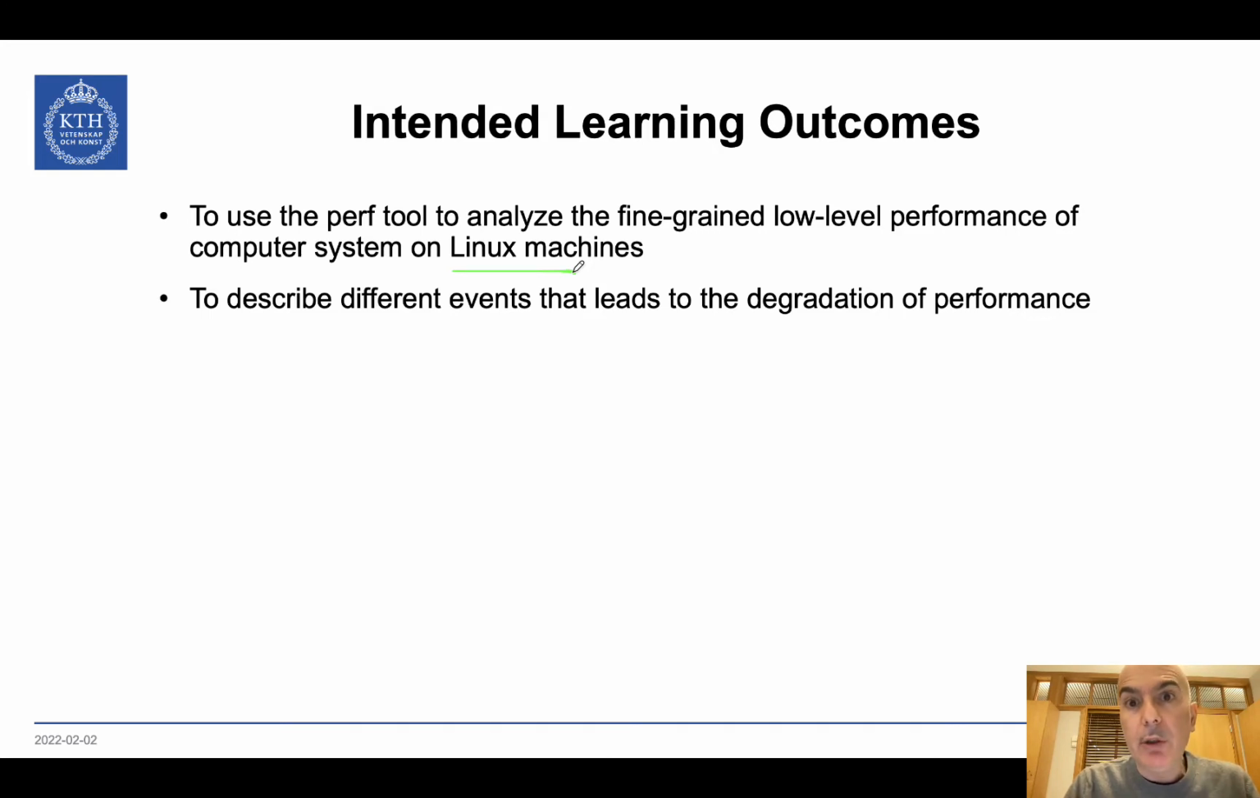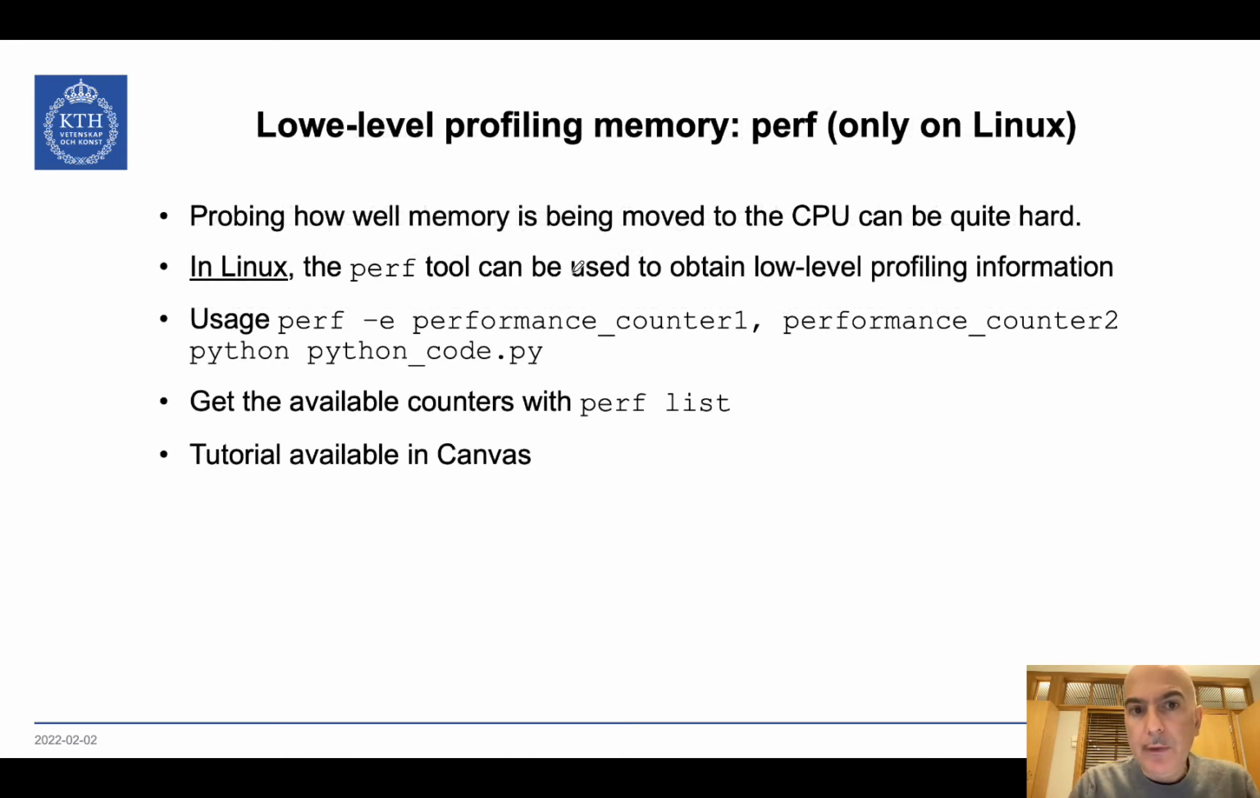By the end of this lecture, we'll also be able to describe different events that lead to the degradation of performance. So perf will give us some numbers relevant to the hardware counters that tell us how well or how badly we're using the computer system. The low-level memory profiling that we're going to do today uses perf, which, as I said, is only available on Linux.